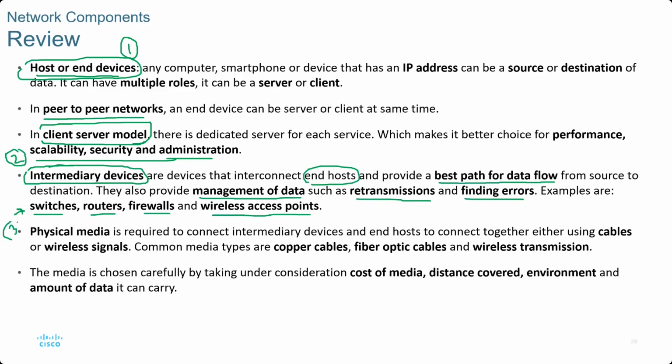And your third component is the physical media. You need a physical connection between intermediary devices and host devices to connect them together so that the signals or bits can be transmitted. We have different types of physical media. We could have copper cables, Ethernet cables, fiber optic cables, or wireless transmission in order to connect intermediary devices and host devices together. The media is chosen carefully by taking into consideration the cost of the media, distance covered, environment, and amount of data it can carry.